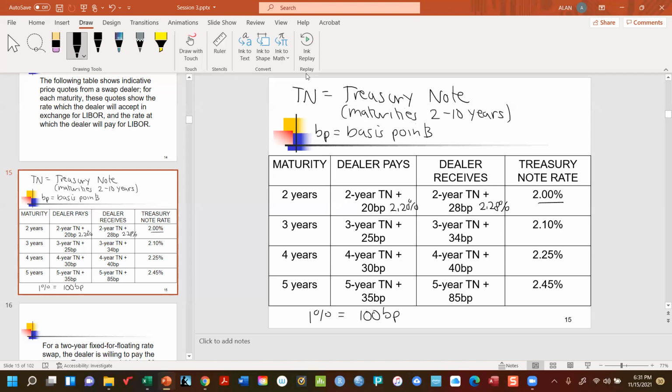So every one of these quotes is based on the current Treasury note yield plus some fixed amount of basis points. And if you notice the spread between the two, 8 basis points, then we have 9, then we have 10, then we have 50 down here, because the longer the swap goes on, the more credit risk there is for the dealer. So that's why the spreads get wider as the maturities are increasing.